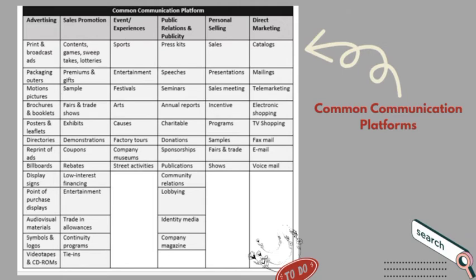Okay, then common communication platforms. In this list of common communication platforms, company communication goes beyond the specific platform. The product's look, the shape and color of the package, the salesperson's manner and dress, the store decor, the company's stationery, all communicate something to buyers. Every brand contact delivers an impression that can strengthen or weaken a customer's view of the company.